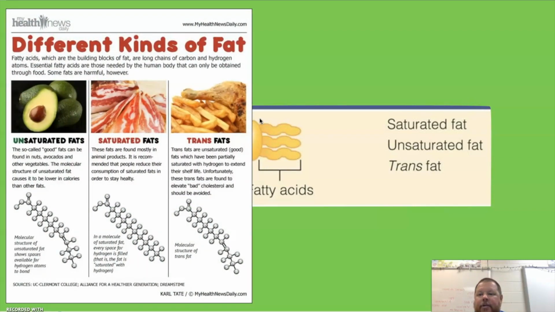Taking a look at different types of fats, we have the unsaturated fats. If you take a look over here, you see that the unsaturated fats have a bent or non-linear shape, and that's due to this double bond that we see here between the carbons. We could have multiple double bonds in this particular setup. We have saturated fats. These are straight chain fats, and notice that they have no double bonds between the carbons and hydrogens.